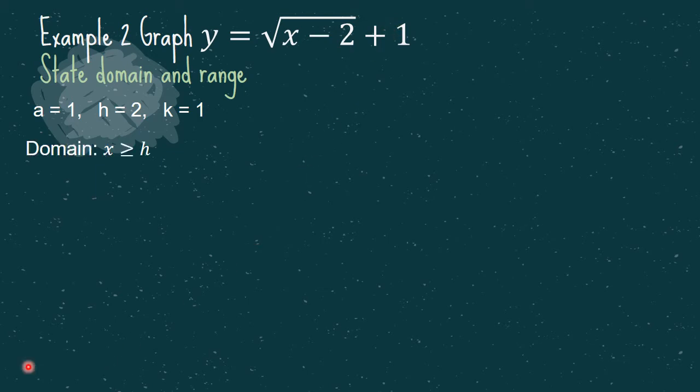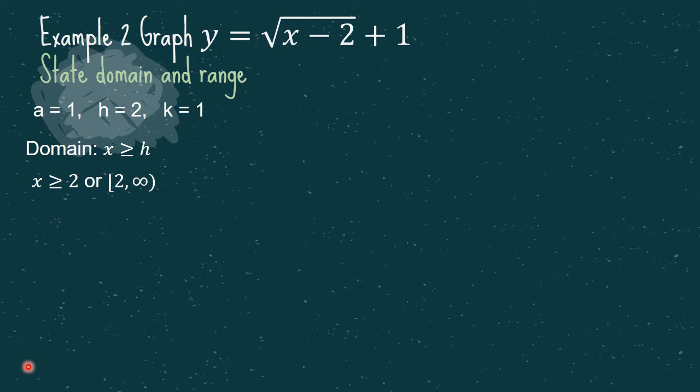So, for this reason, the domain is going to be, we know from the previous slide, x greater than or equal to h. So the domain values are going to be all the x values that are greater than or equal to the h value, which is 2. Or if we write this in interval notation, from 2, including 2, to positive infinity.